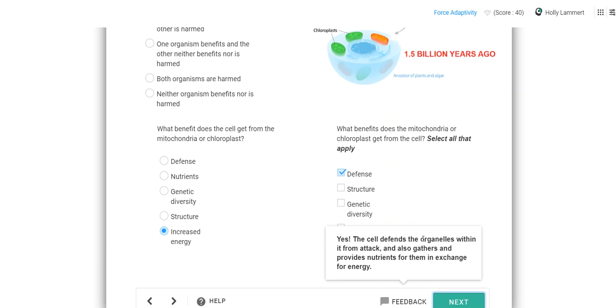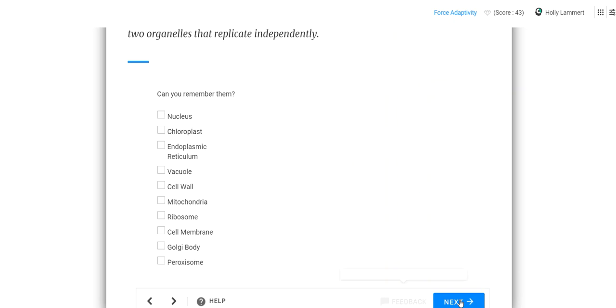So the cell defends the organelles within it from attack and also gathers and provides nutrients for them in exchange for energy. So it's a mutual little handshake between our chloroplasts and the mitochondria.